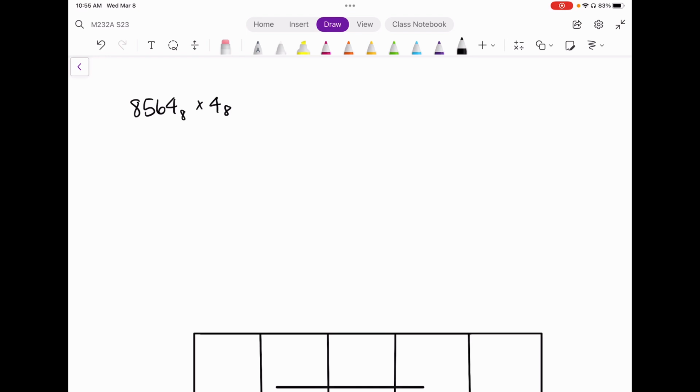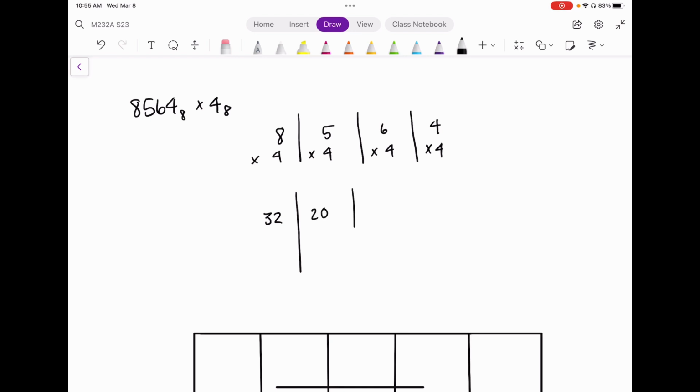So if we take 8, 5, 6, 4, and we multiply it by 4, you think about multiplying each individual piece by 4. And 8 times 4 is 32. 5 times 4 is 20. 6 times 4 is 24. And 4 times 4 is 16. And I could have multiplied from right to left. It doesn't matter in terms of the multiplication. But when you do the writing down, whenever you have extra, we need to go from right to left.